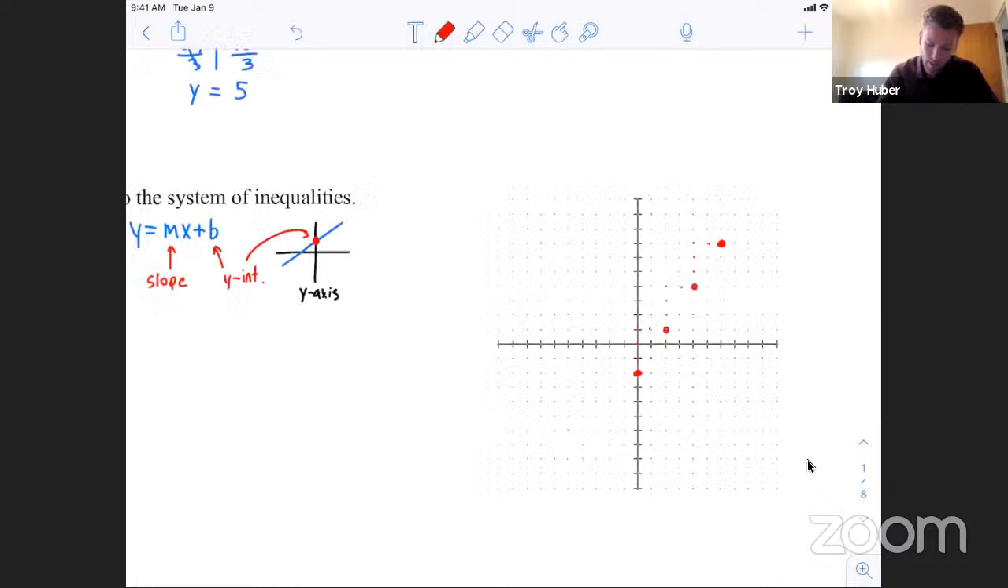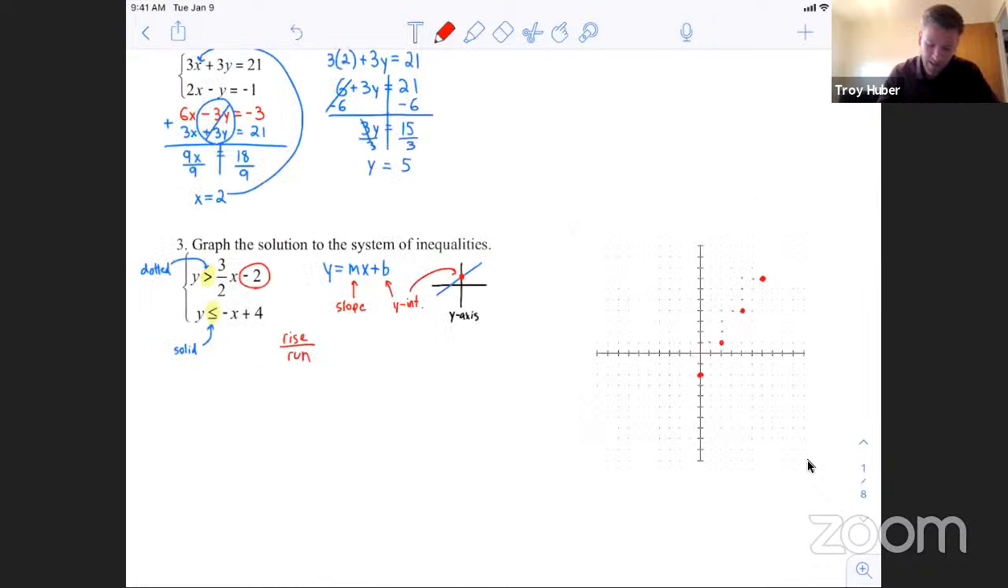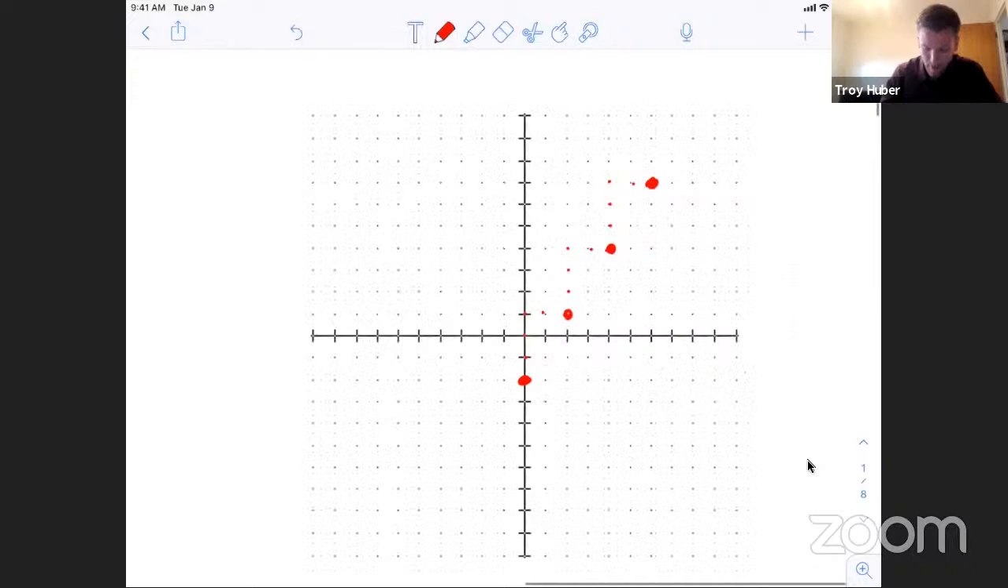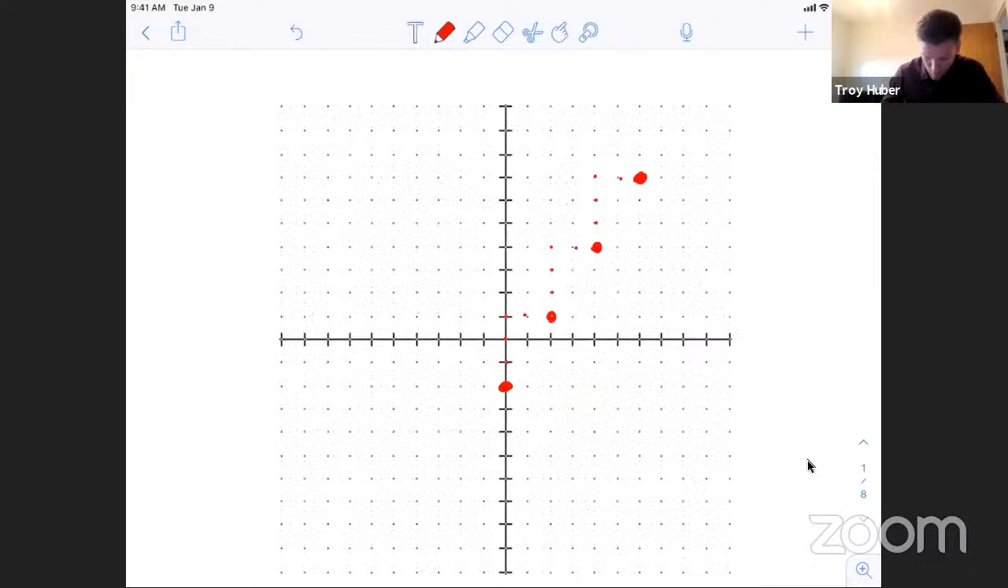And remember, we want this line to be dotted. So that makes it a little trickier because then I can't hold it down at the end. That's okay though. So there's my dotted line graph.